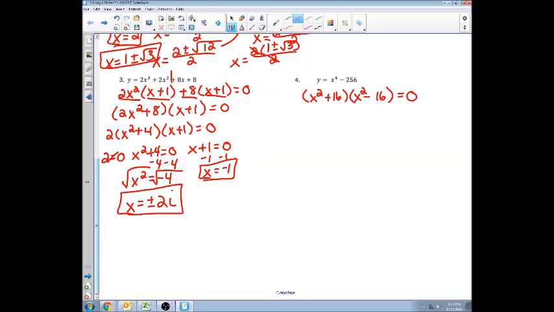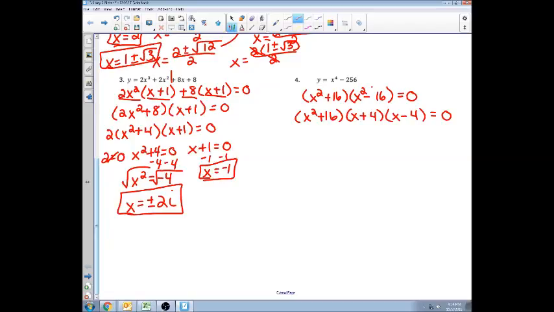X squared plus 16, though x squared is a perfect square and 16 is a perfect square, we cannot use the difference of two squares, so I'm going to leave that as x squared plus 16. However, in my second set of parentheses at the top here, x squared is a perfect square, 16 is a perfect square, and I have a subtraction sign, so again I can make two sets of parentheses. I'm going to put the square root of x squared in the beginning, the square root of 16 at the end, and I would have a positive and a negative.